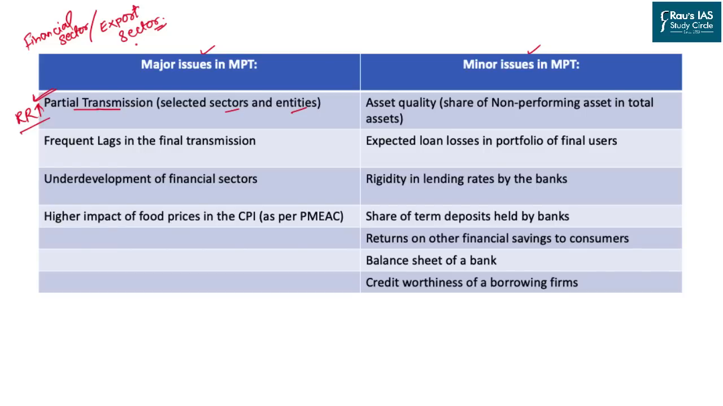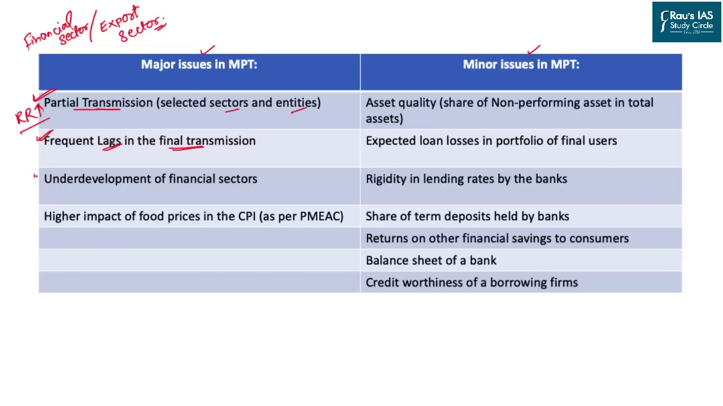If a farmer is not taking a loan, it does not matter whether the repo rate increases or decreases for him. Then comes the frequent lags in the final transmission. As we have already discussed, the presence of these lags between what the RBI does and how the consumer actually behaves finds a long lag of 6 months.